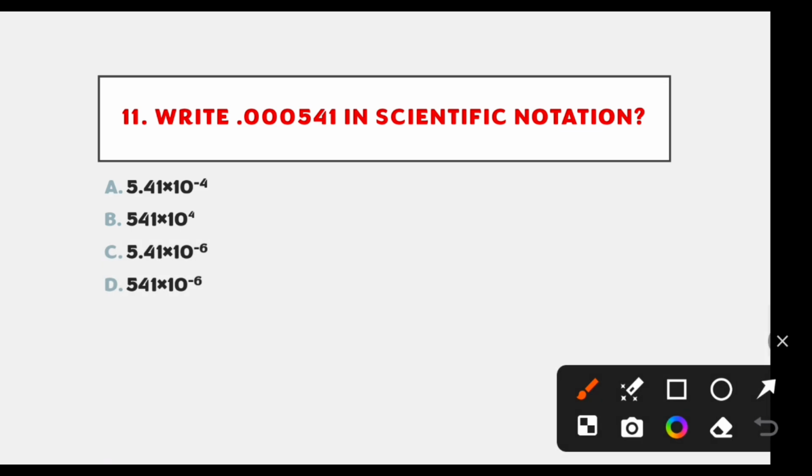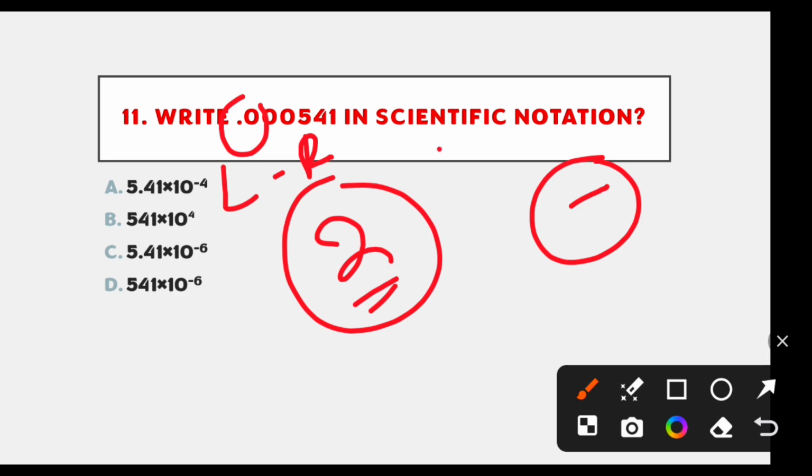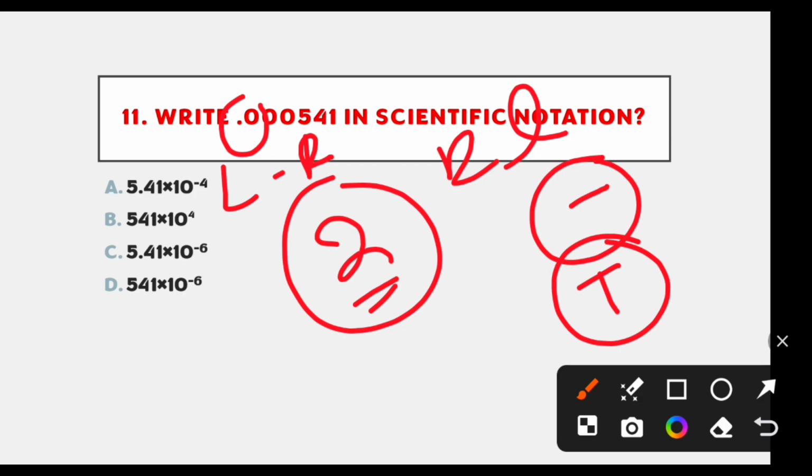MCQ number 11 is: write 0.00054 in scientific notation. So you should know that in mathematics there are two types of notation, standard notation and scientific notation. In scientific notation we have to write a number in power form. Here I will tell you two rules that you have to remember in scientific notation. If the decimal point is shifted from the left side toward the right side, the power will be negative. And if the point is shifted from the right side to the left side, the power will have a plus sign, meaning positive.